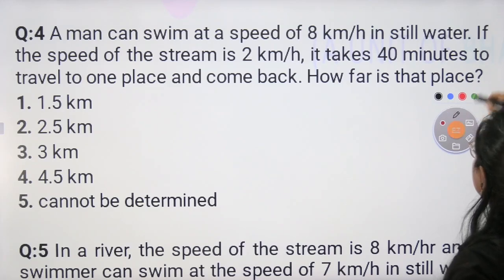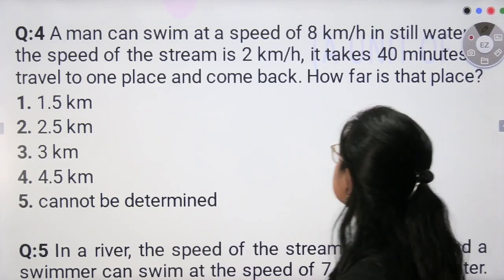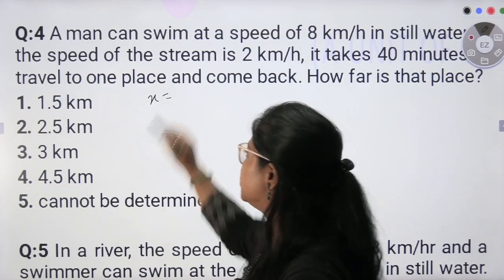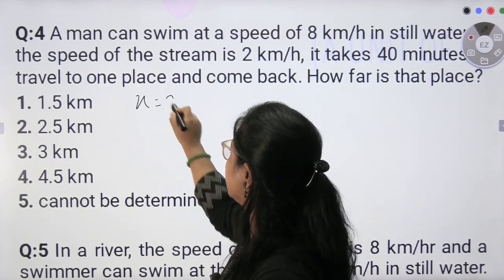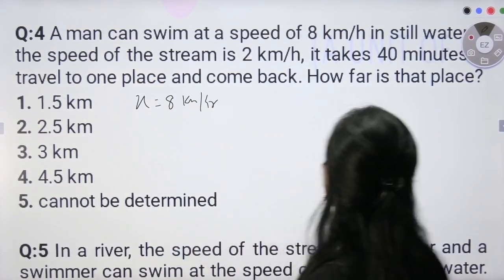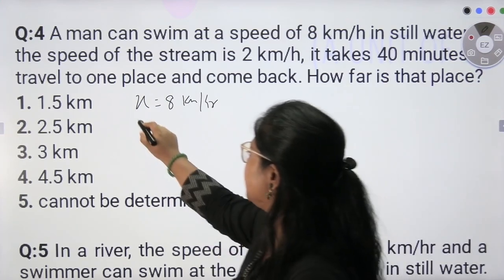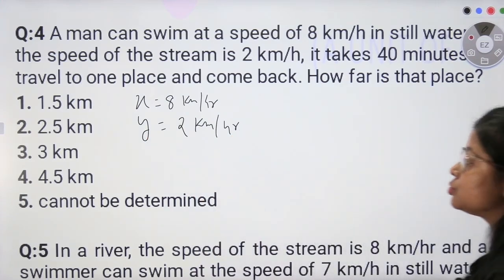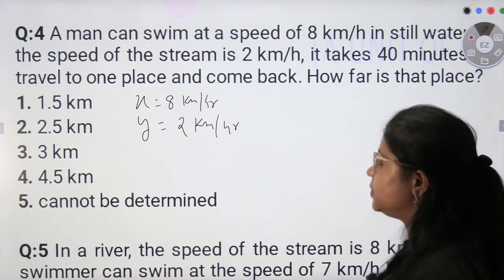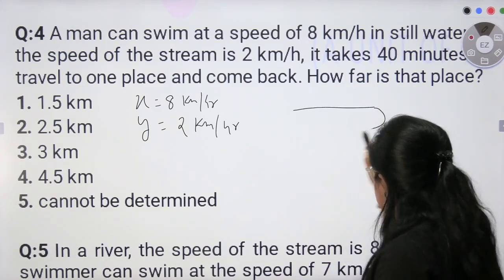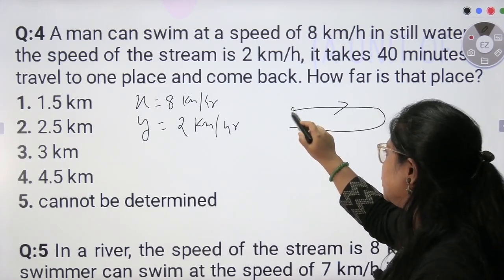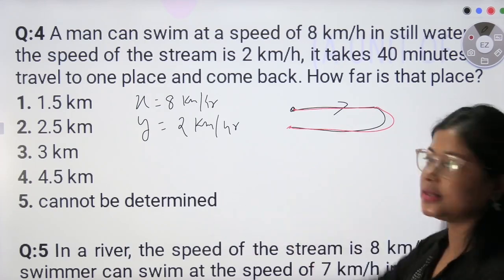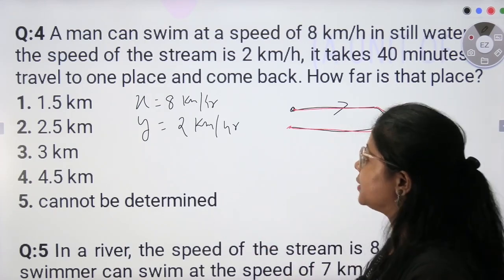Fine. So question number 4 is, a man can swim at a speed of 8 km/h. So speed of the man or speed of the boat, which is x. So x is given as 8 km/h. Fine. In still water, the speed of the stream is, that means y is equal to what? 2 km/h. It takes 40 minutes to travel to one place and come back. That means he is going to one place and then he is coming back to that same place. So he started from here, he travels this much distance, again he returns to the same place.